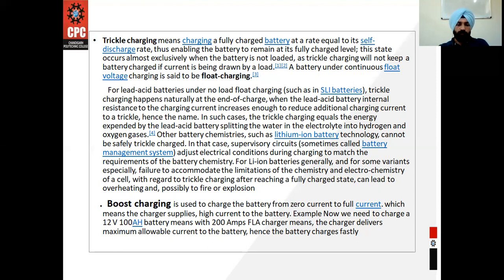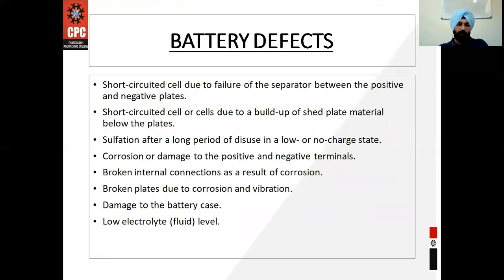And last is boost charging. Boost charging is used to charge the battery from zero to full current, which means the charger supplies high current to the battery. For example, if we need to charge a 12 volt, 100 Ah battery with 200 amperes, the charger delivers the maximum allowable current to the battery, hence the battery charges fast.